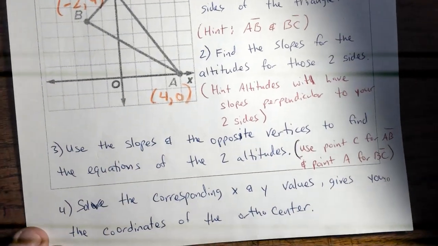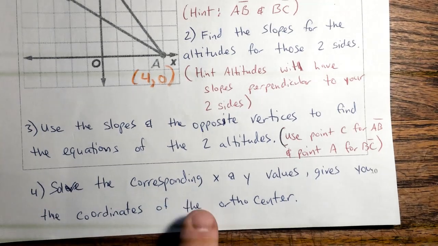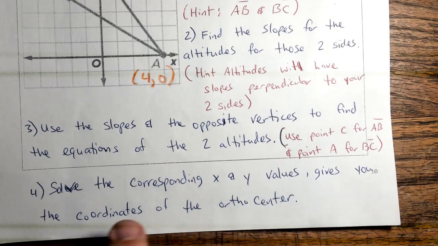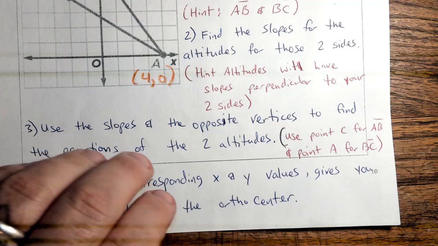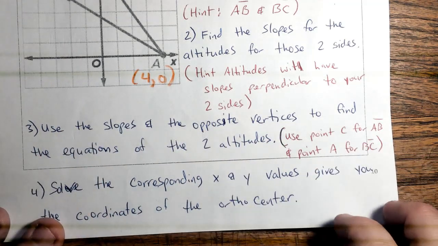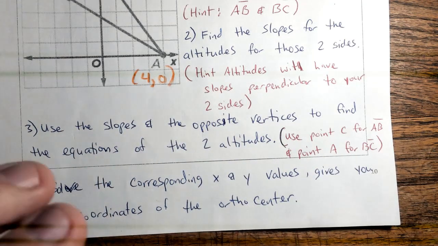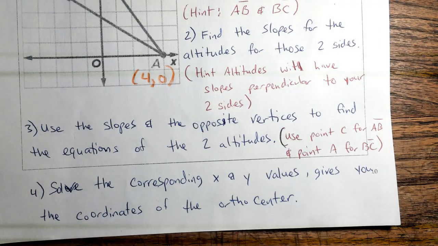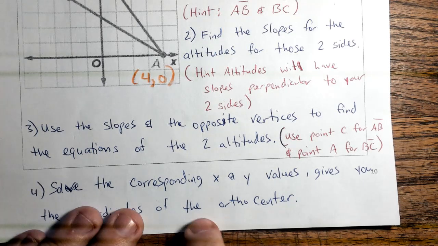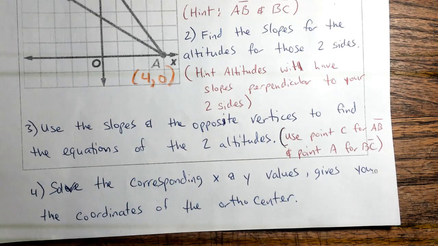Which gets us down to step 4. Then you're going to solve the corresponding x and y values that are going to give you the coordinates for the orthocenter. So when you get these two equations, it'll be y equals some number times x plus whatever number. Same thing over here. Forget the y. Set whatever the mx plus b is equal to the other mx plus b. That will solve you for x, so that'll give you the x coordinate for the orthocenter. You plug x back into either one of those altitude equations, and that will help you solve for y, which will be the y coordinate for the orthocenter.